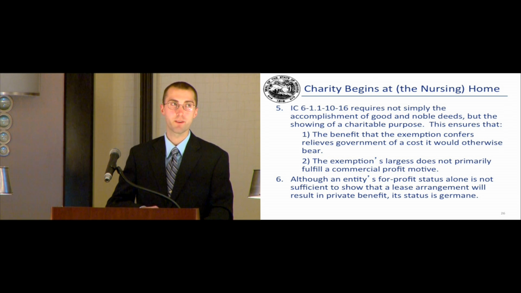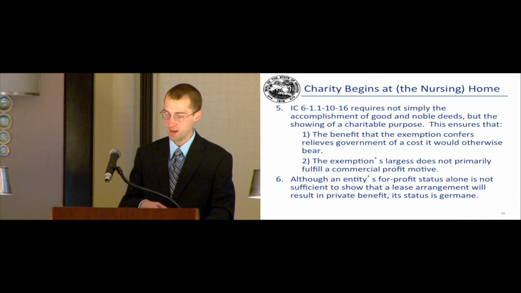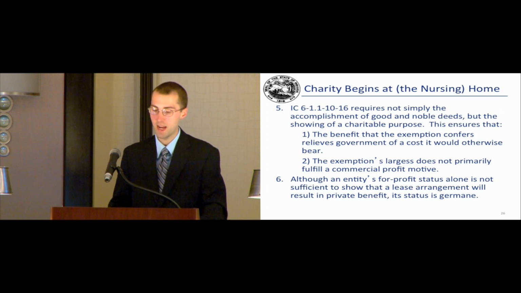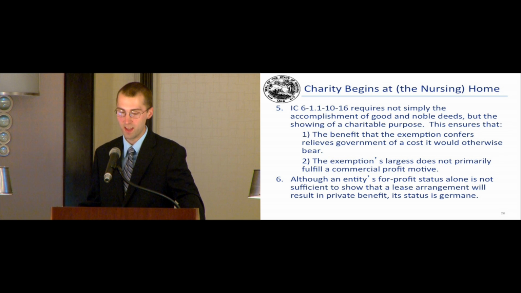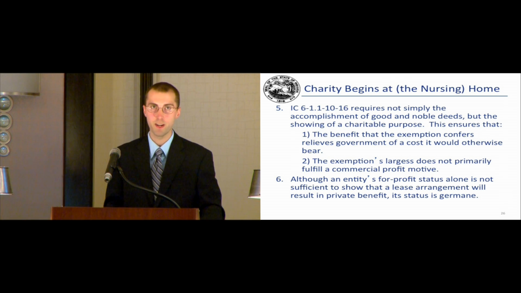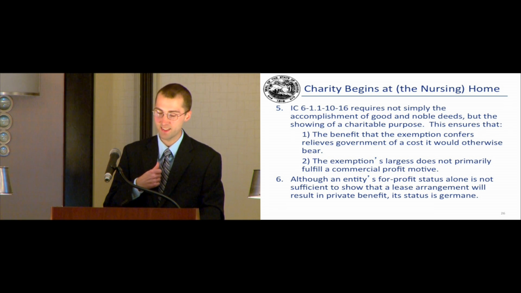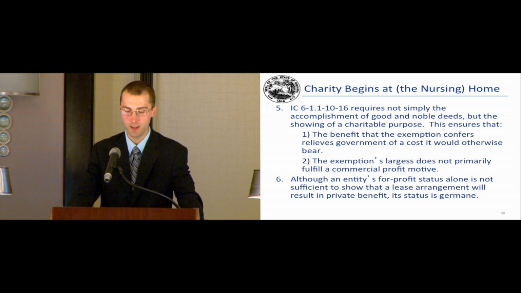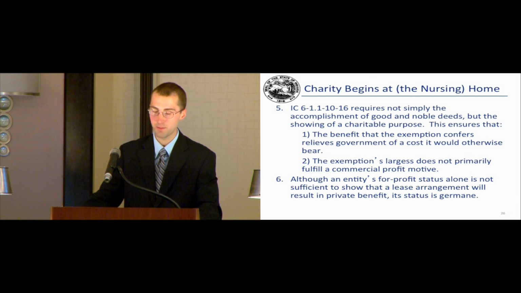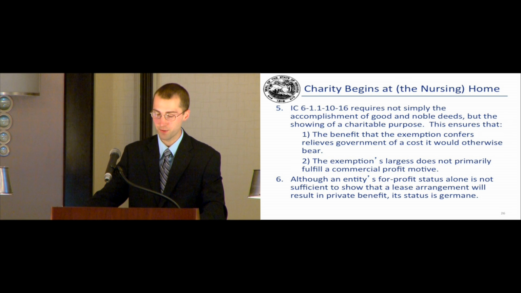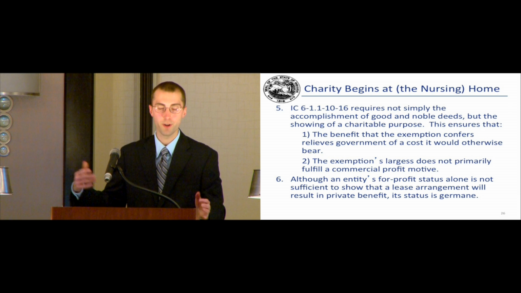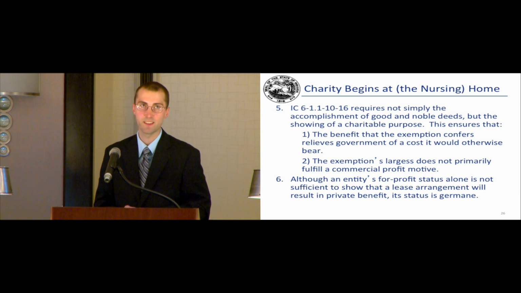Secondly, a showing of a charitable purpose is required by statute to show that the exemption's largesse will not primarily fulfill a commercial profit motive. In other words, the taxpayer should not be benefiting from not paying property taxes while running a primarily for-profit operation. Moreover, a for-profit status, the court says, is pertinent, though not in itself sufficient to show a private benefit. In other words, the court recognizes that even if the taxpayer is a for-profit organization, it is possible for it to show that the lease arrangement it had is fulfilling a charitable purpose and not a profit motive. Now, the court here is simply just pointing out that more information is needed to determine eligibility.